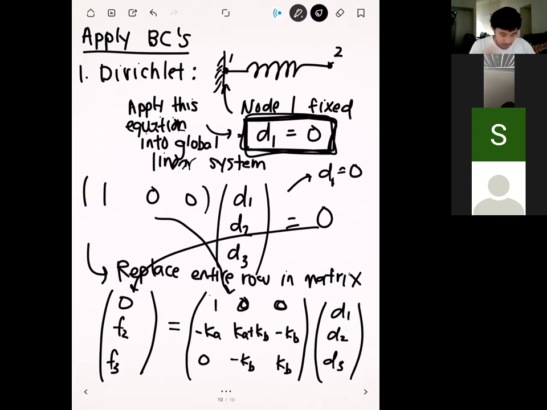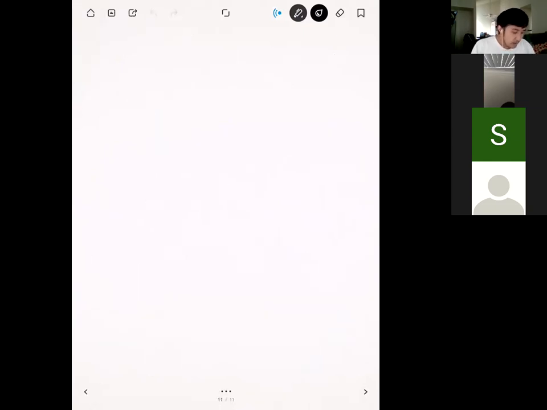Okay. And so the row that you pick is really important too, because notice that for D1, I pick the row where D1 is in the diagonal slot here. And so for D1, you want to pick the first row in the matrix. But if we had a situation where D3 was equal to 0, in that case, we would pick the last row in the matrix because that's the row that corresponds to D3. Okay, and so that was Dirichlet.